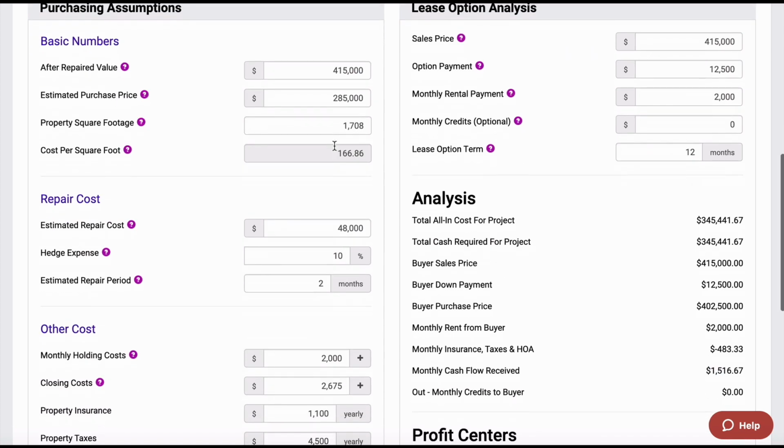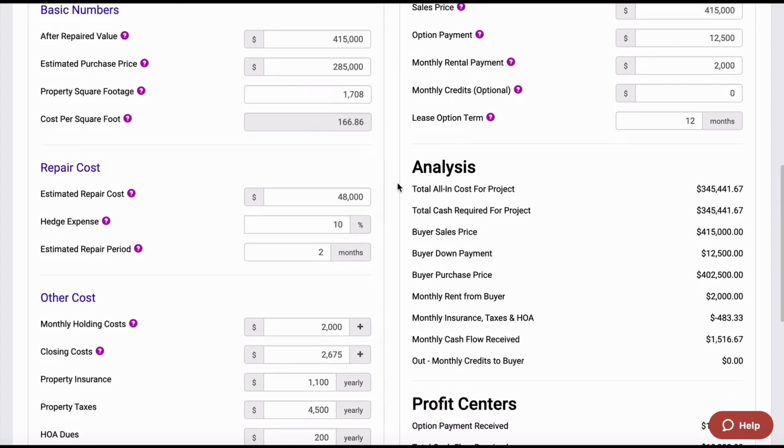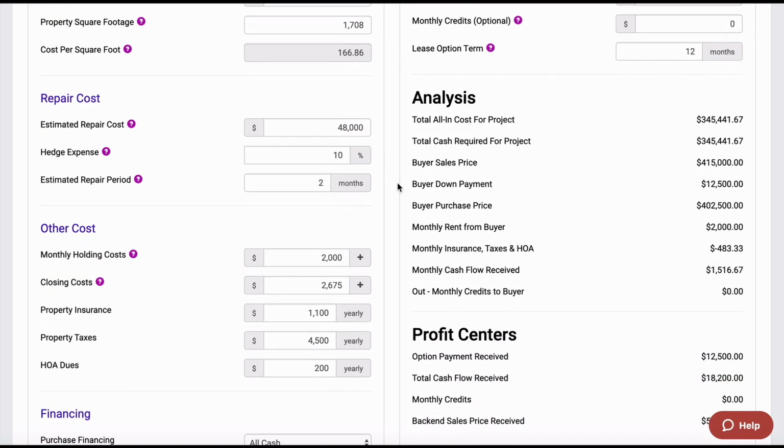Once you have that number, you could put in the square footage, which will give you the cost per square foot. I'm going to enter in my repair cost, my hedge expense, and you can go through these question marks as you go down so you can understand what each one of these is. Hedge expense, I always put at 10%, which is 10% of the estimated repair cost. So in this case, we have 48,000 in repairs. That'd be 4,800, and that's more of a buffer, just an added repair cost.